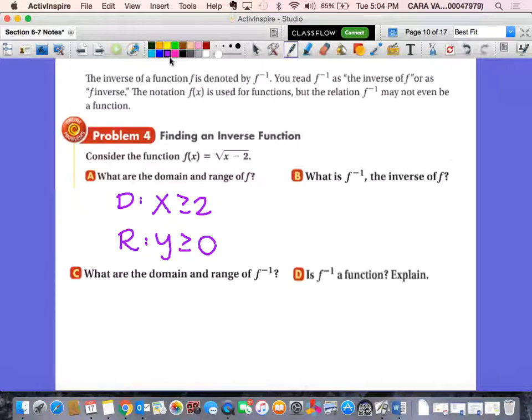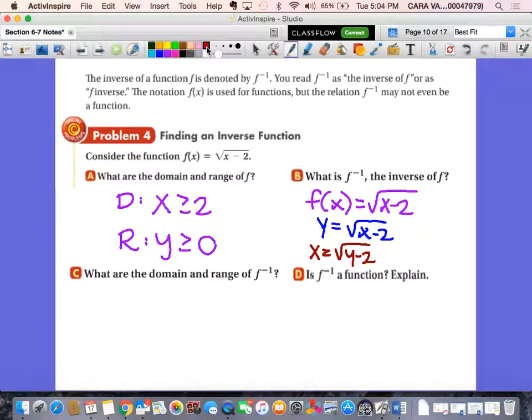Now on B, it says, what is the inverse of f? So if I'm going to find the inverse, I'm going to switch the x and the y. But I know you're saying, it says f of x. Well, what do we know f of x equals? That just equals y. So I can rewrite this as y equals the square root of x minus 2. So now I'm ready to switch the x and the y. And now I can solve for y. So I'm going to square both sides to get rid of that radical. And I get x squared is equal to y minus 2. So my final answer for my inverse equation is y equals x squared plus 2.